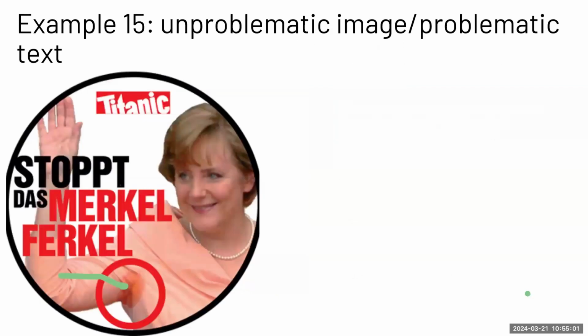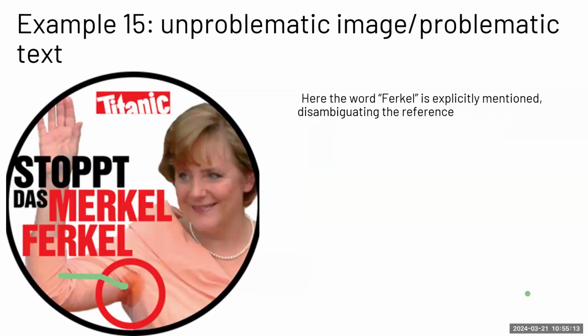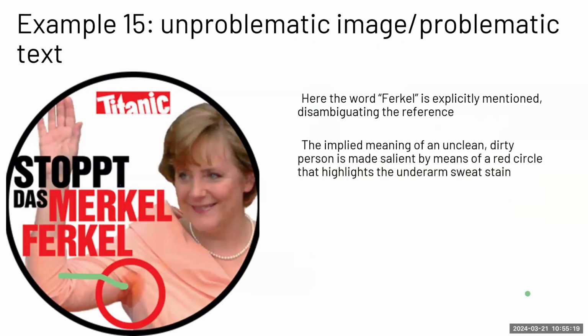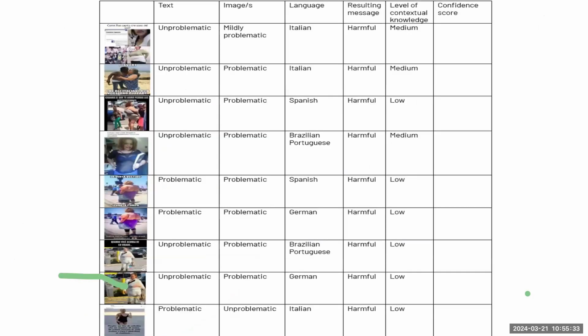It's a similar model with explicit mention of Ferkel. So here it is explicitly mentioned. The word Ferkel disambiguates the reference, and this implied meaning of an unclean, dirty person is made salient, even more salient by means of this meaning-making device here, the red circle that highlights the underarm stain.